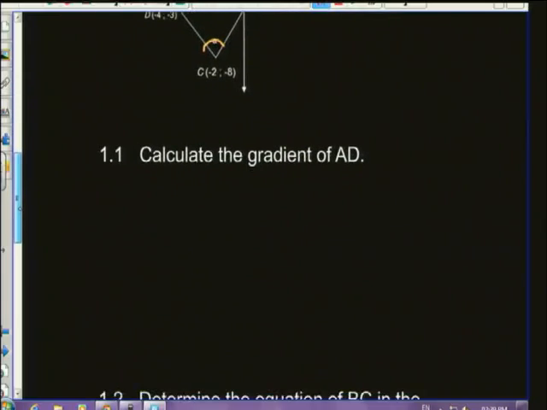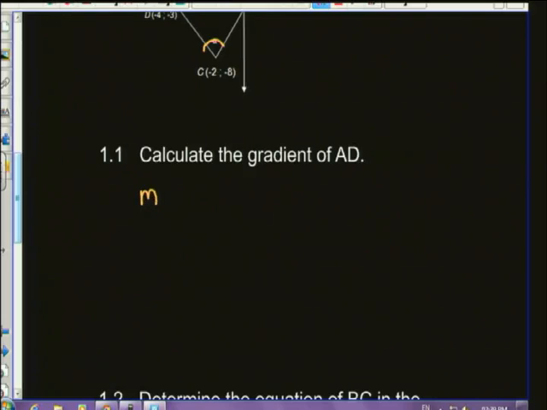Firstly, they want us to calculate the gradient of AD. Now from grade 9, in order to calculate the gradient of a line, there's a formula. Gradient is equal to the change in the y values, so y of A minus y of D, all over the change in the x values. So it's x of A minus x of point D, and then it's just a matter of substitution.